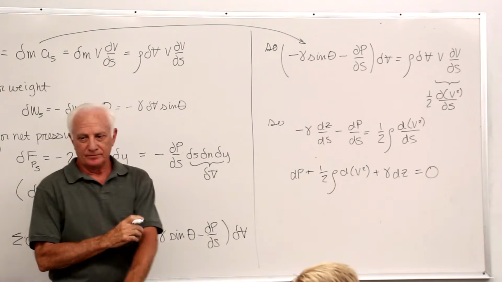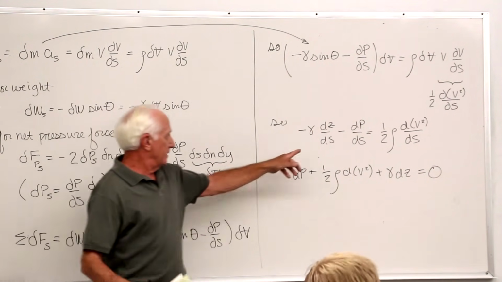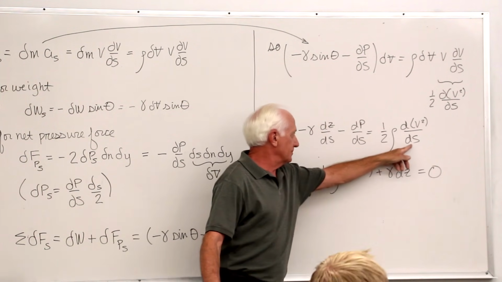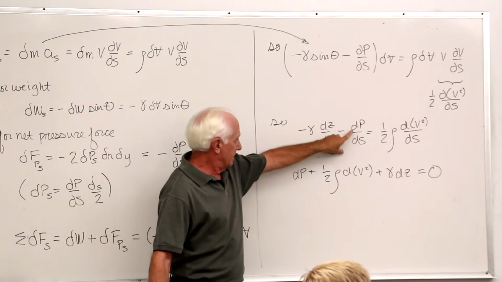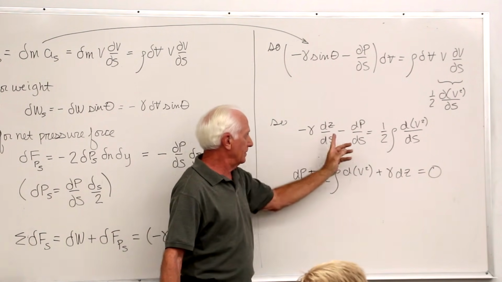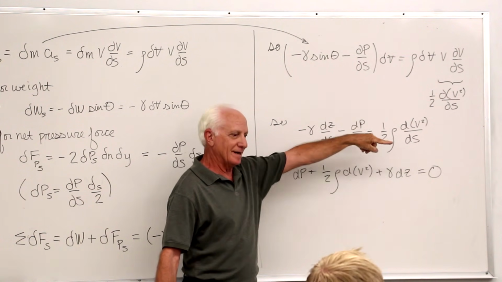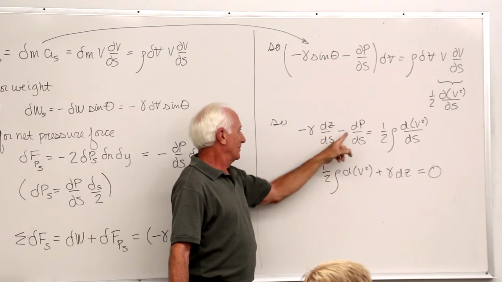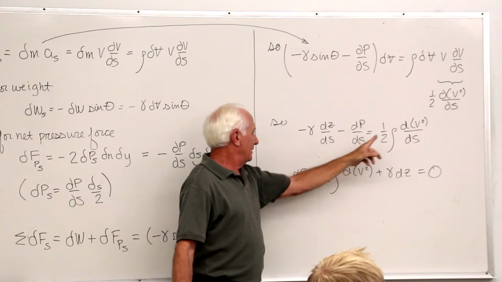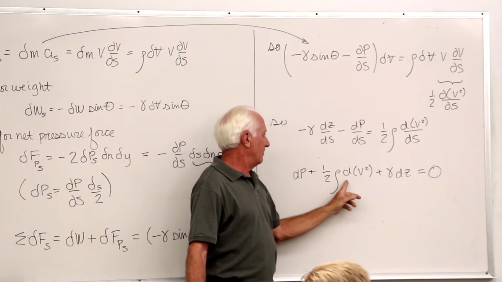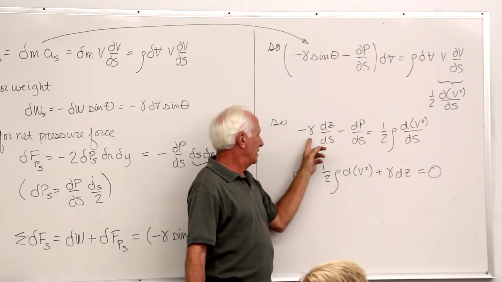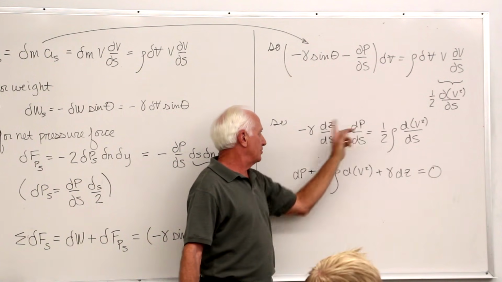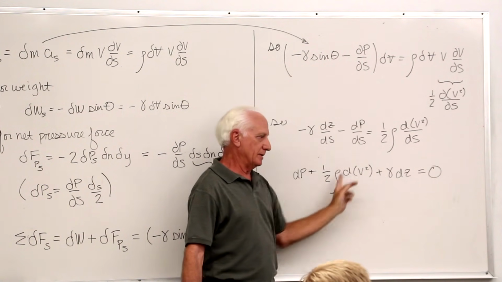Multiply through by ds. The ds cancels out, and you're left with dp, the change in pressure. Move these two terms to the right-hand side, plus dp, and 1/2 rho d(V squared). Put that one over on the left-hand side, change the sign, gamma dz, there it is.